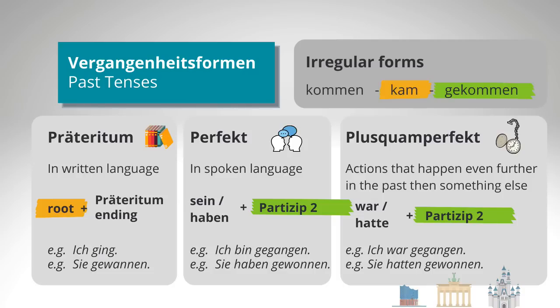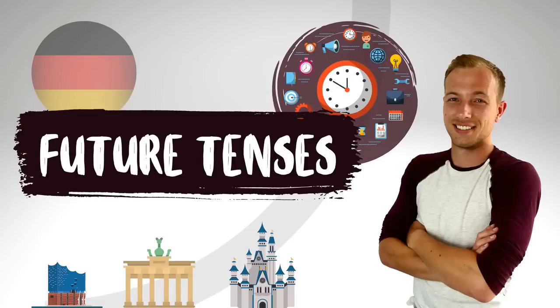You will find more exercises on the 3 past tenses in our exercise section. But for now, let's move on to the final group of tenses, the future tenses. In our next lesson, I will show you what future tenses there are in German and how they are formed. Bis gleich, see you soon.